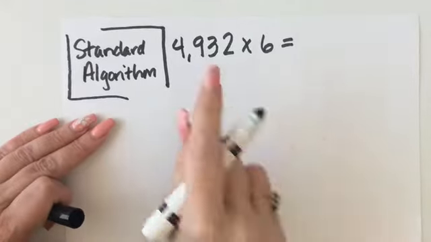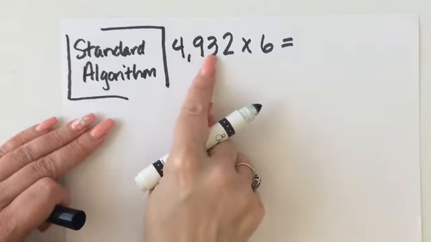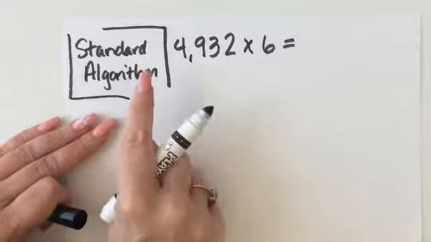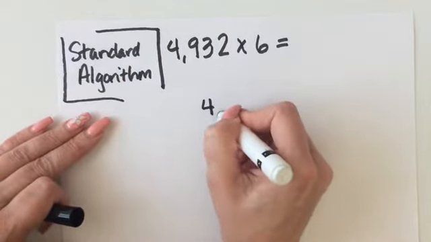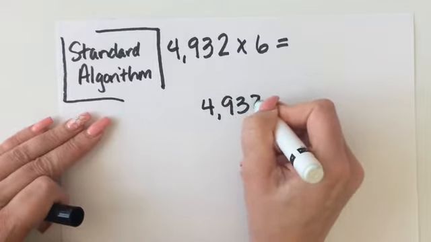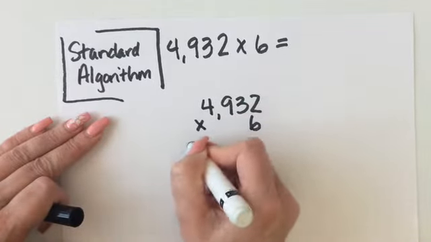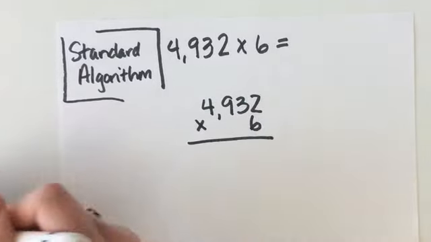Hello boys and girls, we're going to multiply 4,932 times 6 using the standard algorithm. So when I use the standard algorithm, the first thing that I do is I write my problem vertically.